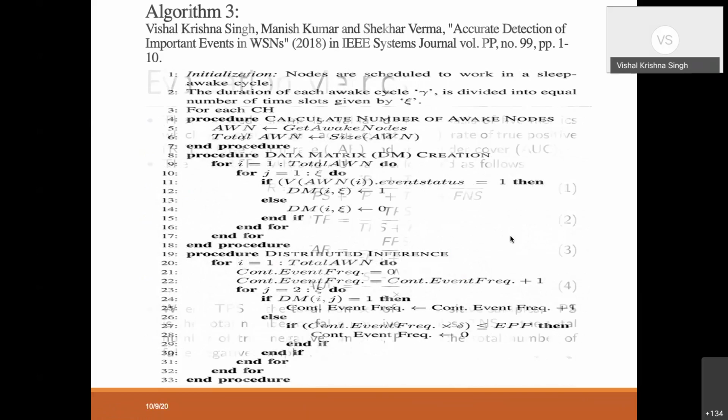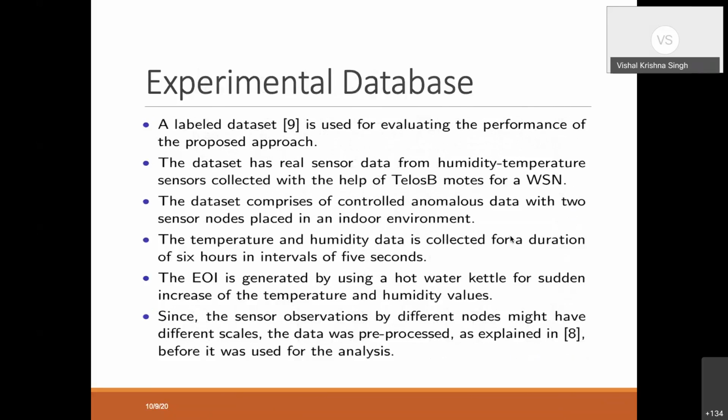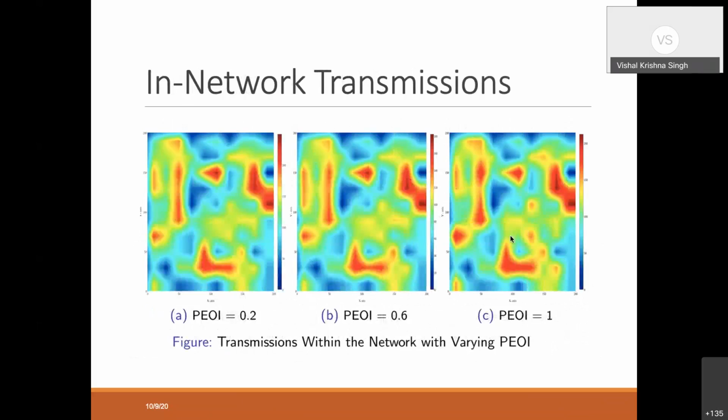And finally, we tested this entire mechanism and solution on certain parameters such as accuracy rate, rate of true positive, false alarm rate, and area under coverage. Also, we tested our proposed algorithm on a set of experimental databases, and we obtained significantly better results as compared to many of the existing methods. We also simulated the entire solution in a simulation setup, and we obtained the in-network transmission heat map, which you can see in the figure shown over here.